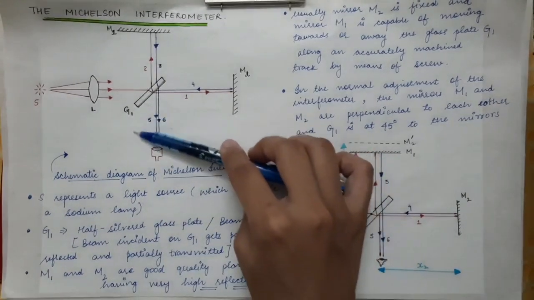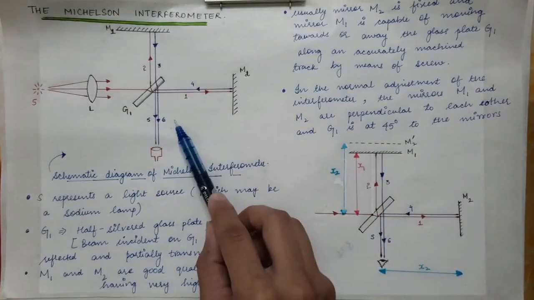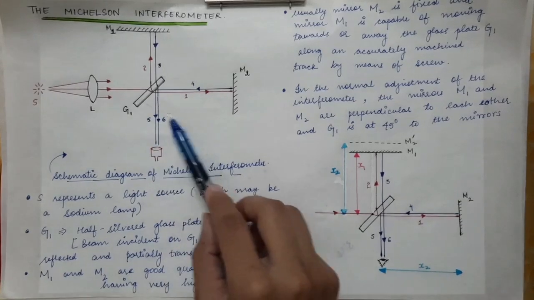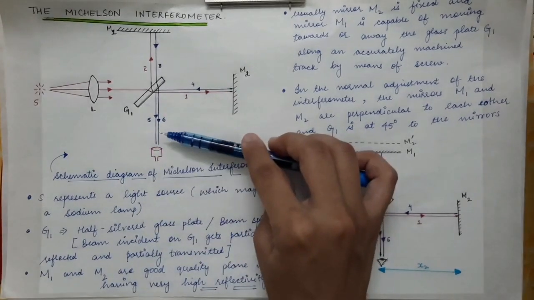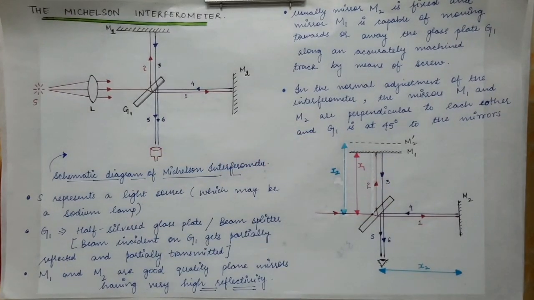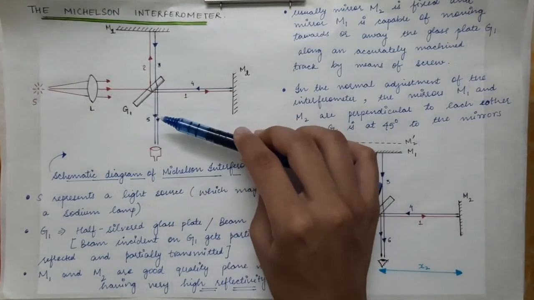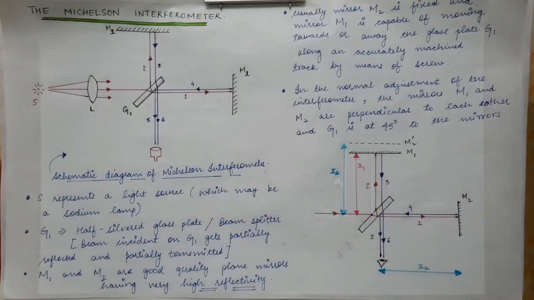So these two rays, ray 5 and ray 6, will interfere with each other, and the interference pattern or fringes will be observed in the traveling microscope or with the naked eye. So the interference will occur only between ray 5 and ray 6.